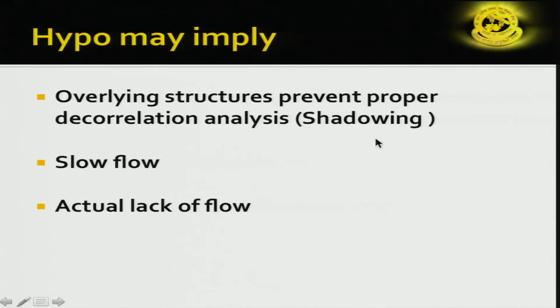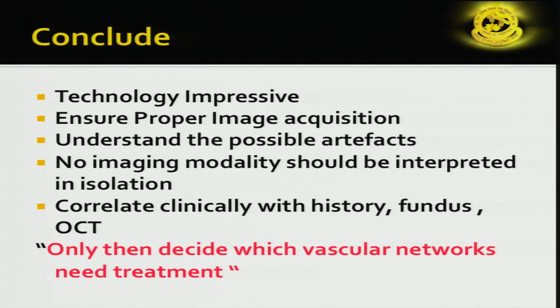But anyway, whenever you see hypo areas here also, analyze them carefully. The hypo areas could be simply because of shadowing, or the machine is not able to get the proper decorrelation analysis. It could be because of slow flow also, or sometimes actual lack of flow. So these are some things which have to be taken care of when you are interpreting hyper or hypoflow.